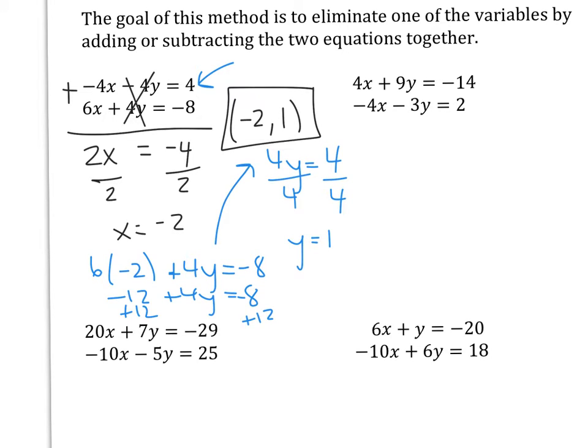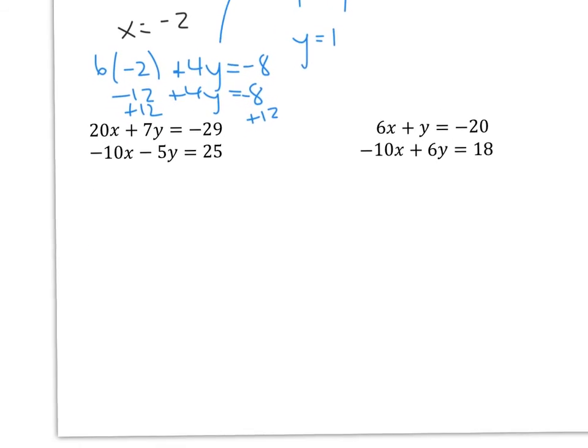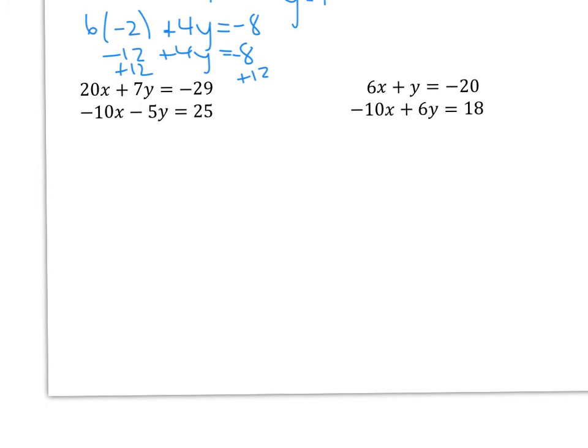So now let's go ahead and look at the example right below. So 20x plus 7y equals negative 29, and negative 10x minus 5y equals 25. So as you see here, there are no x's or y's that have the same coefficient that actually will line up and be able to be eliminated with either adding or subtracting.